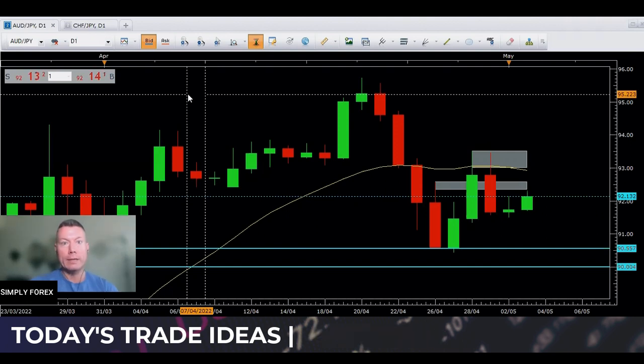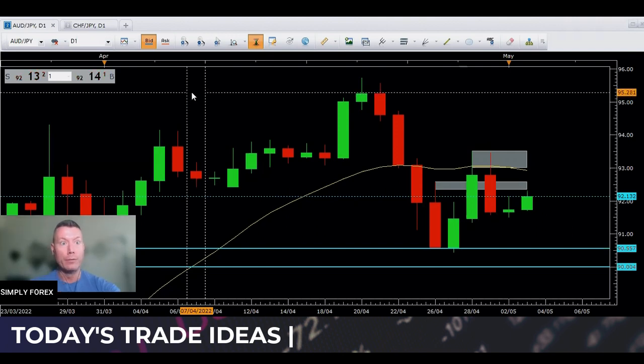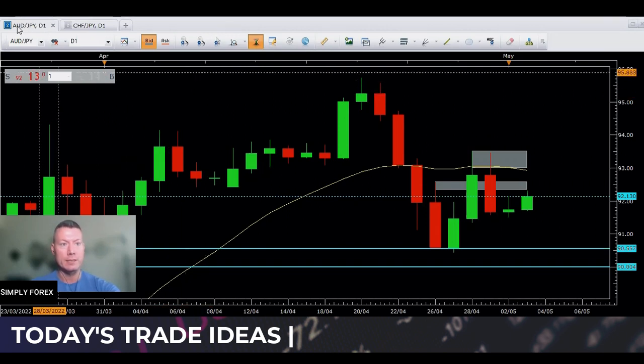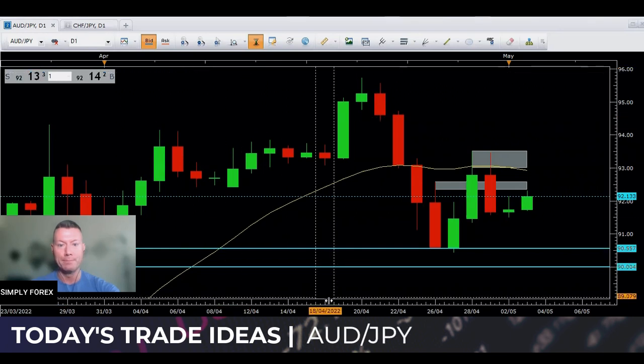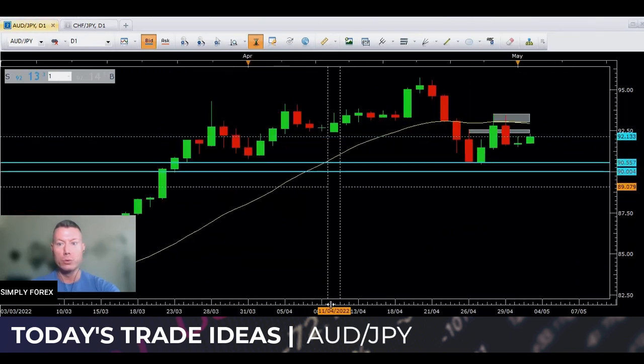Right, guys, trade ideas for today. We've got two potential trade ideas, both for yen strength. I think a lot of the yen pairs might start coming down, but these two in particular. So the first one is the Aussie dollar against the Japanese yen. We've been shorting this for a few days now, guys.